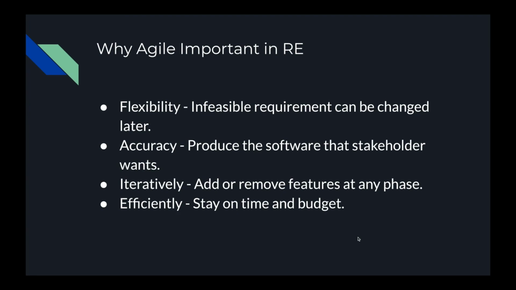Because we frequently deliver useful software to our customer, and we usually get the customer involved, we know what they want throughout the whole process. If they change their mind, fine, we can change our requirements. Third, iteration. For every iteration, we can add or remove features, and it makes the process not that hard. Fourth is efficiency. We will easily stay on time and budget. We will talk about this more deeply when we talk about the techniques that we can use.